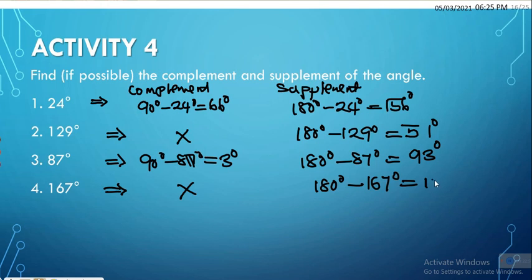No, 13 degree. Yeah, carry one, so it's 13 degree. So this is how to find supplement and complement of angles.